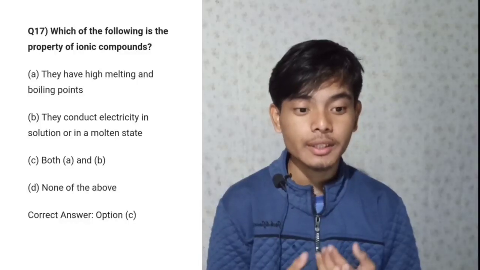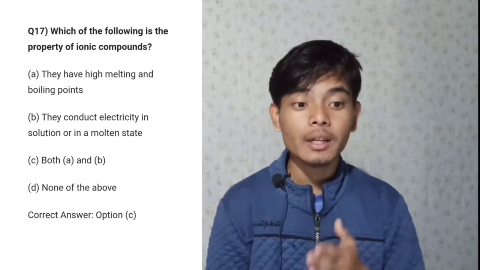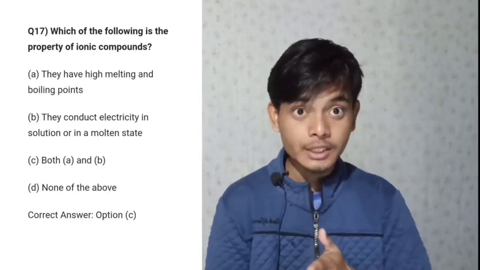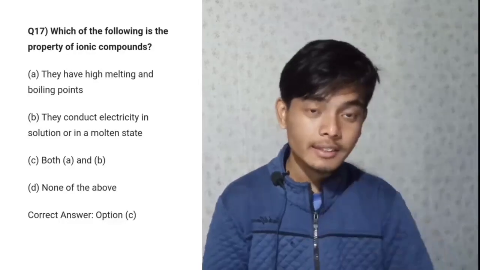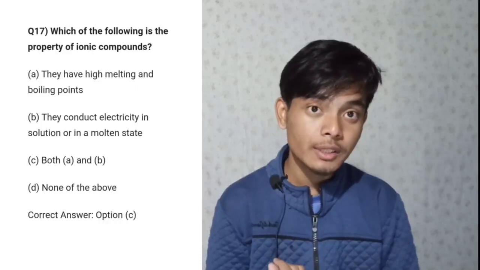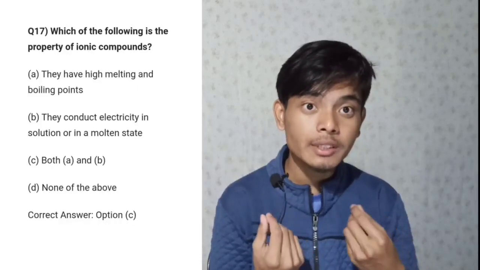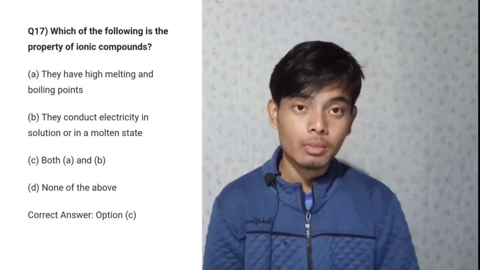And the second option, they conduct electricity in solution or in a molten state. When ionic compounds go into a molten state, the ions become free, and likewise when a solution is created with ionic compounds, the ions are released. Through those released ions, electricity flows, and it can conduct electricity.